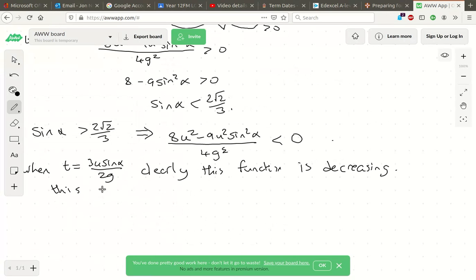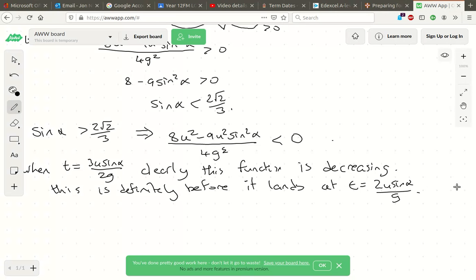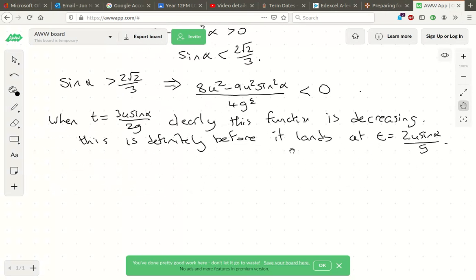This is definitely before it lands at t equals 2u sine alpha over g. And there we go. So we've proved it. So that's part one done.